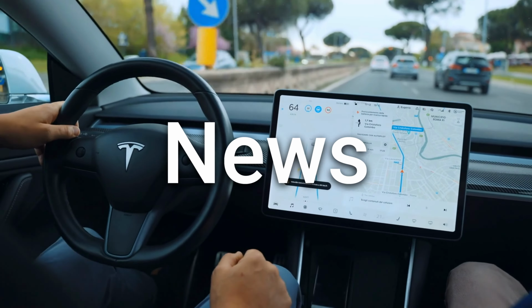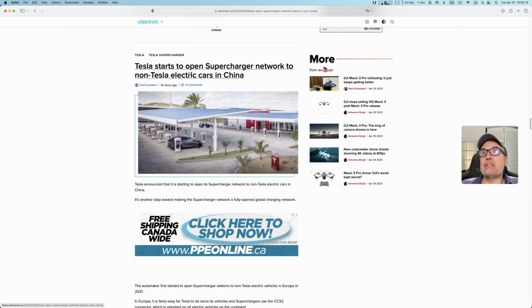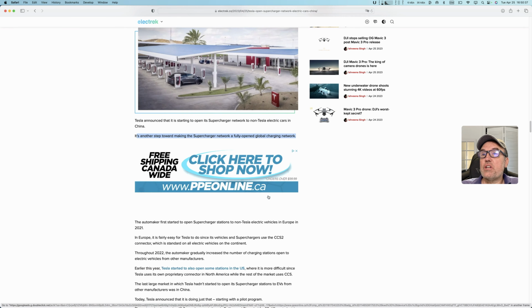Let's take a look at some Tesla news. So Tesla starts to open supercharger network to non-Tesla electric cars in China. Tesla announced that it's starting to open its supercharger network to non-Tesla electric cars in China. It's another step toward making the supercharger network a fully open global charging network.